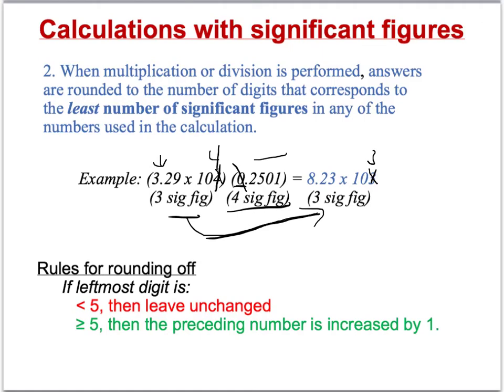The last thing is rules for rounding off. Basically, if the leftmost digit is less than 5, you leave it unchanged. If it's greater than or equal to 5, then the preceding number is increased by 1. Okay, that's just general.